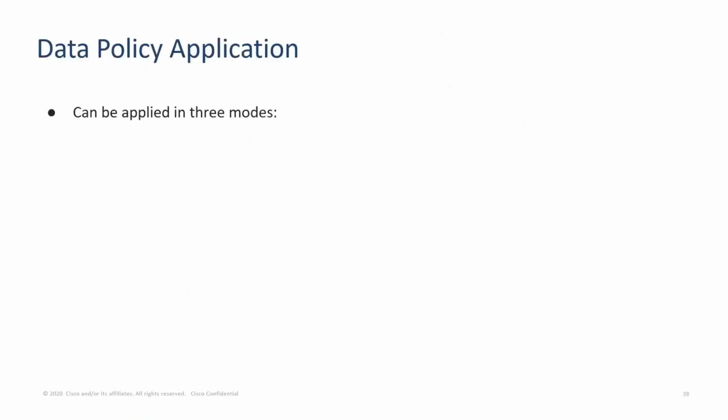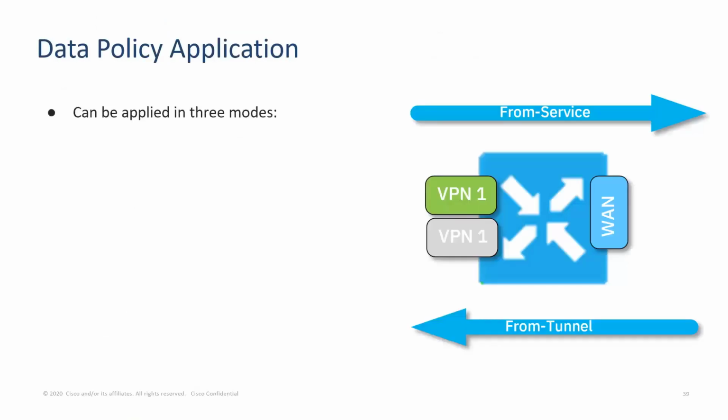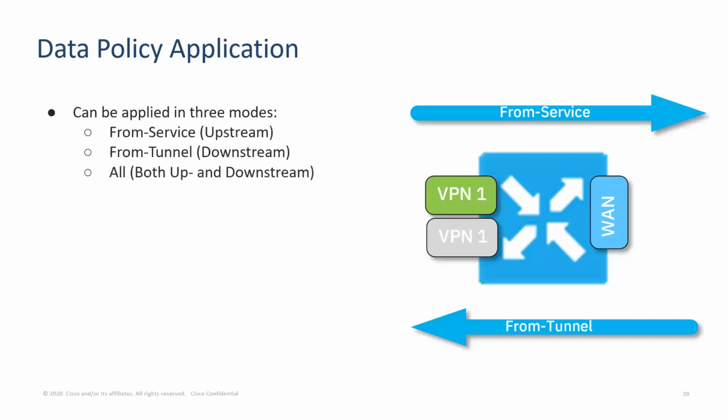This can be applied in 3 different modes. So you have a very big edge device here to show you the different directions. The first one is from service, which is also known as upstream, meaning that traffic's coming from the service side, which is your LAN, and going towards the WAN. And then you can also do from tunnel, which is the opposite direction, coming from the WAN and going towards the LAN, and then you can apply it to all as well if you want to do both up and downstream.